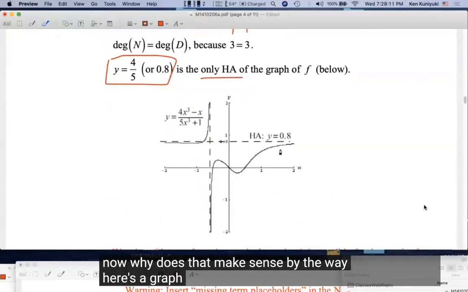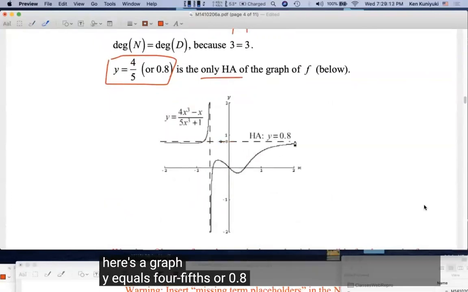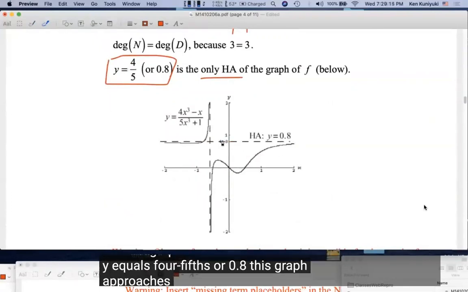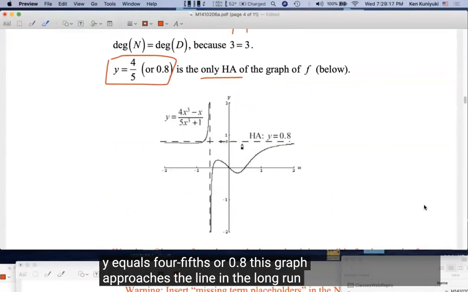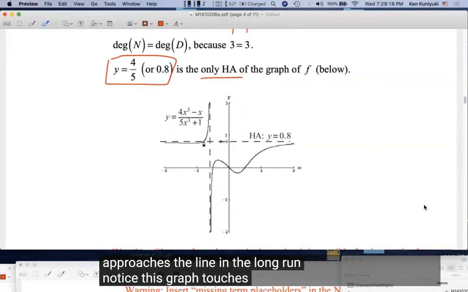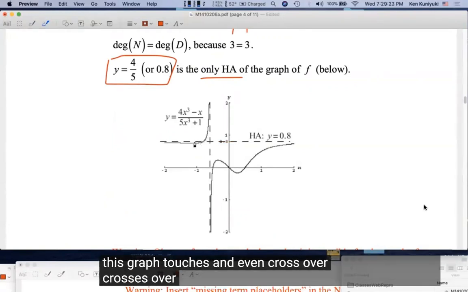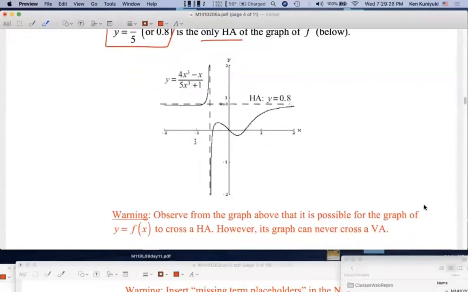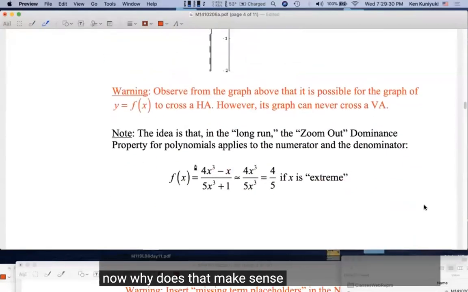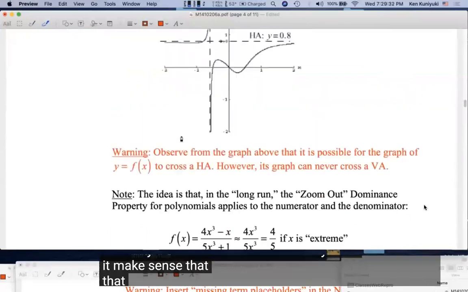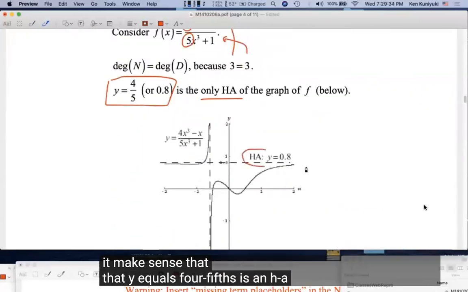By the way, here's a graph, y equals 4/5 or 0.8. This graph approaches the line in the long run. Notice this graph touches the HA, that's legal. This graph touches and even crosses over the HA, that is legal. Now, why does it make sense that y equals 4/5 is an HA?